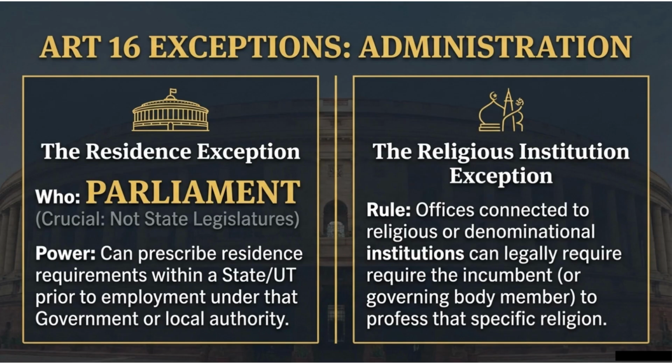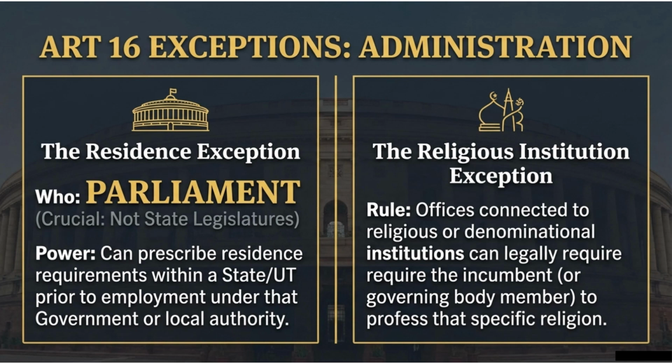Now, Article 16 is a qualified right, meaning it has exceptions built into it. This slide covers two administrative exceptions. The first is the residence exception under Clause 16.3. Parliament and only Parliament, not state legislatures, can prescribe a residence requirement within a state or union territory as a condition for employment under that government or local authority. This power is exclusively with Parliament. If a state legislature tries to do this on its own, it would be unconstitutional. That distinction is a favorite prelims question.